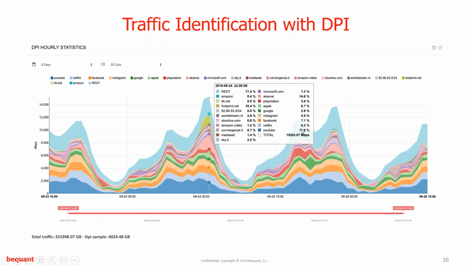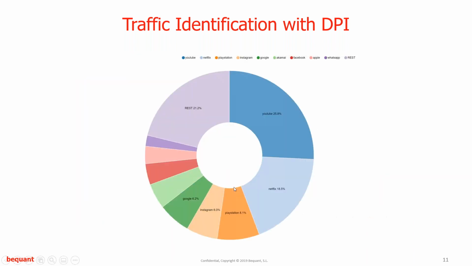and that 11.6% was YouTube, 8.3% was Netflix, then Facebook, Instagram. So you can tell at each time of the day which applications are causing the most traffic. And then you can also see that aggregated, not just in an hourly fashion.